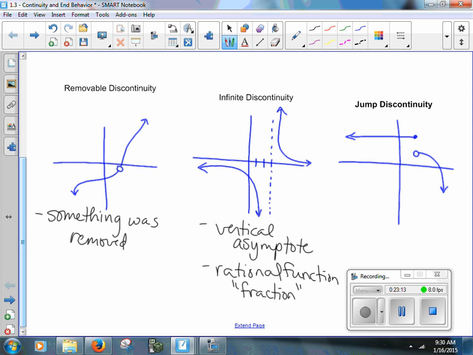And then that jump discontinuity, do you know what that's going to look like? Does that look like anything that we dealt with earlier in this class? What kind of function? Come on. Yes, it's a piecewise function. Okay?